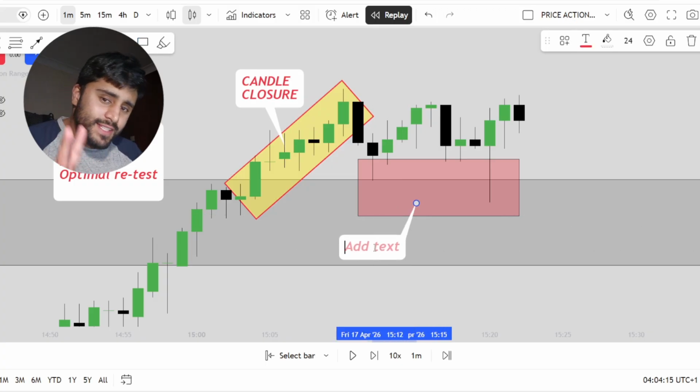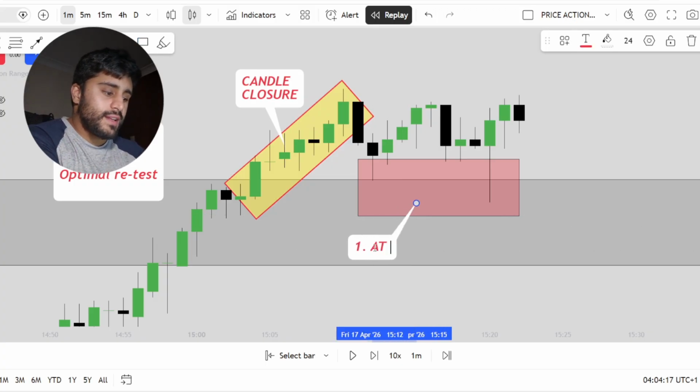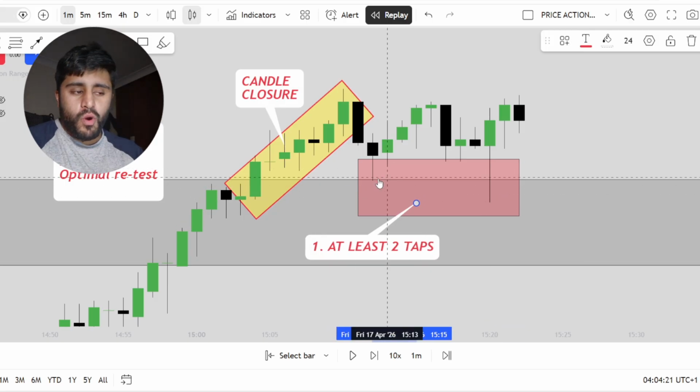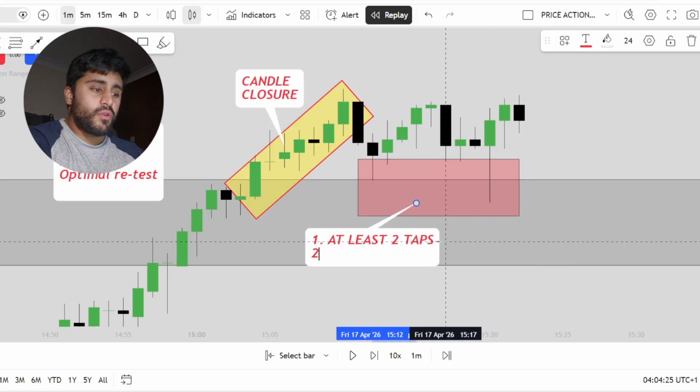I want to see at least two taps into the zone, right? At least two taps into the zone. So here we had one just about, and here we had two. And the second thing is I want to see price coming at least 50% into the zone.